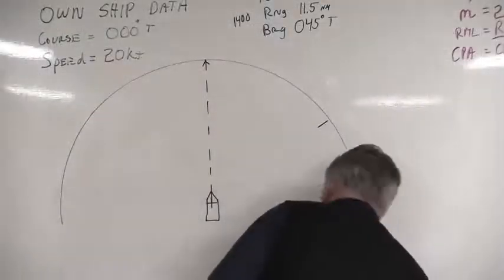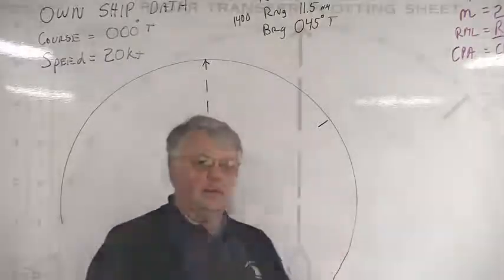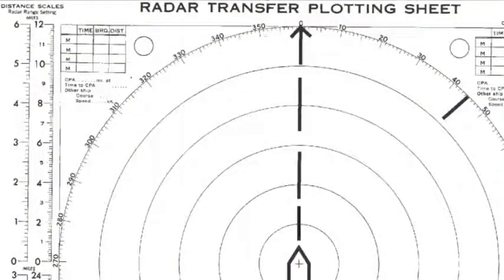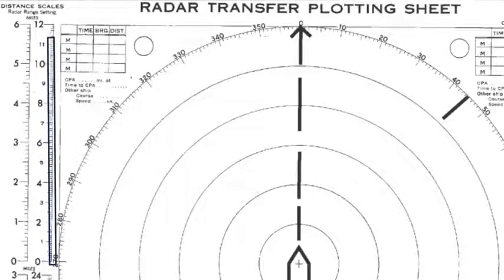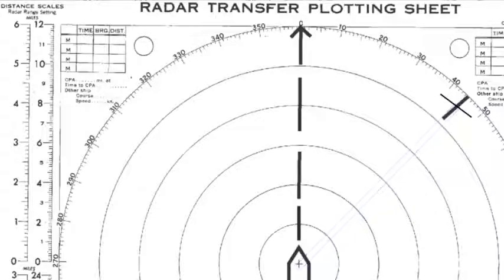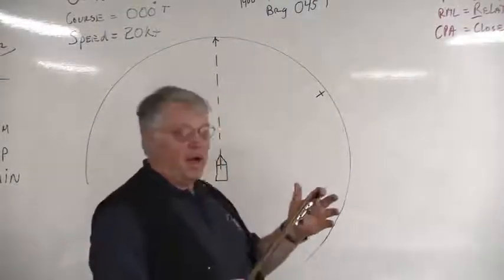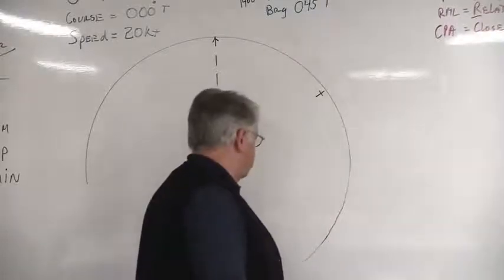Okay. Now I'm going to take my compass and go to my 12 nautical mile scale on the radar transfer plotting sheet, and I'm going to go to 11.5 nautical miles, go out to 11.5 miles and make an arc or a mark at the 11.5 nautical mile scale.